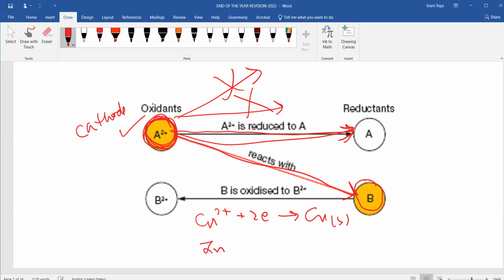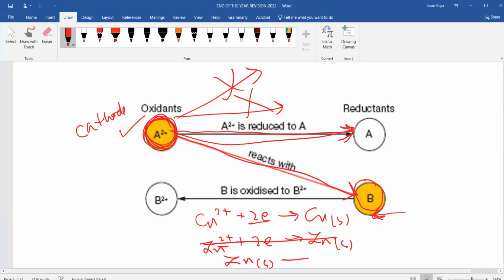Zinc, I'm writing these two equations exactly as they are in the electrochemical series: Zn2+ plus 2 electrons becomes Zn. But because copper is higher in the electrochemical series, you will not change this. When they ask us to write the reduction half equation, you just keep it as it is. But don't copy zinc as is, because copper is accepting electrons, and where is that electron coming from? From zinc. So you need to reverse that equation. You write zinc like this, and it becomes Zn2+ plus 2 electrons.